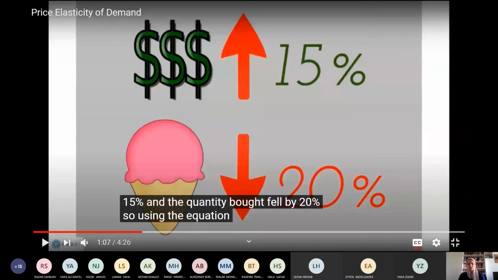When they increase the price of ice cream, no people will buy ice cream. Yes. So they increased it 15%, but the demand decreased 20%. So they didn't win.